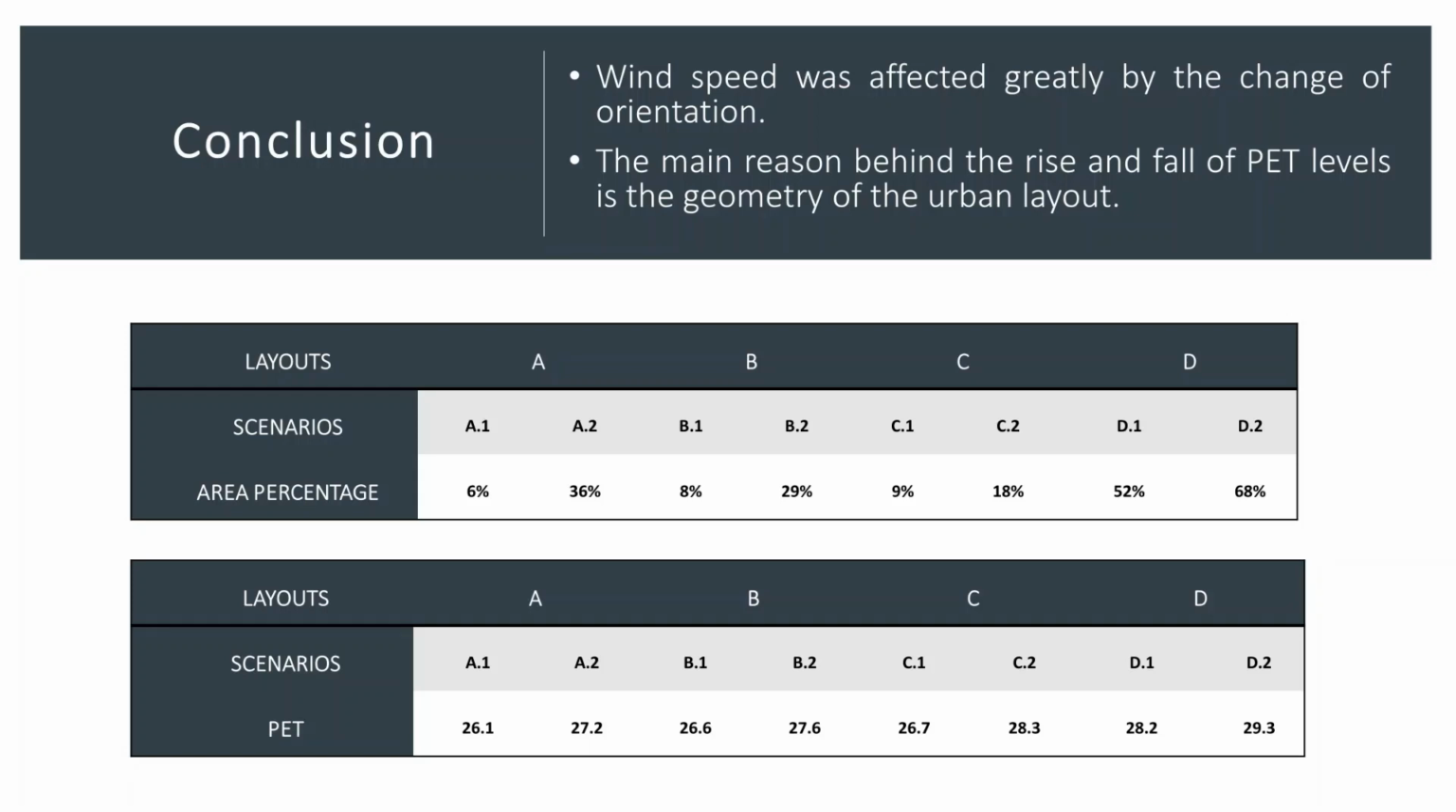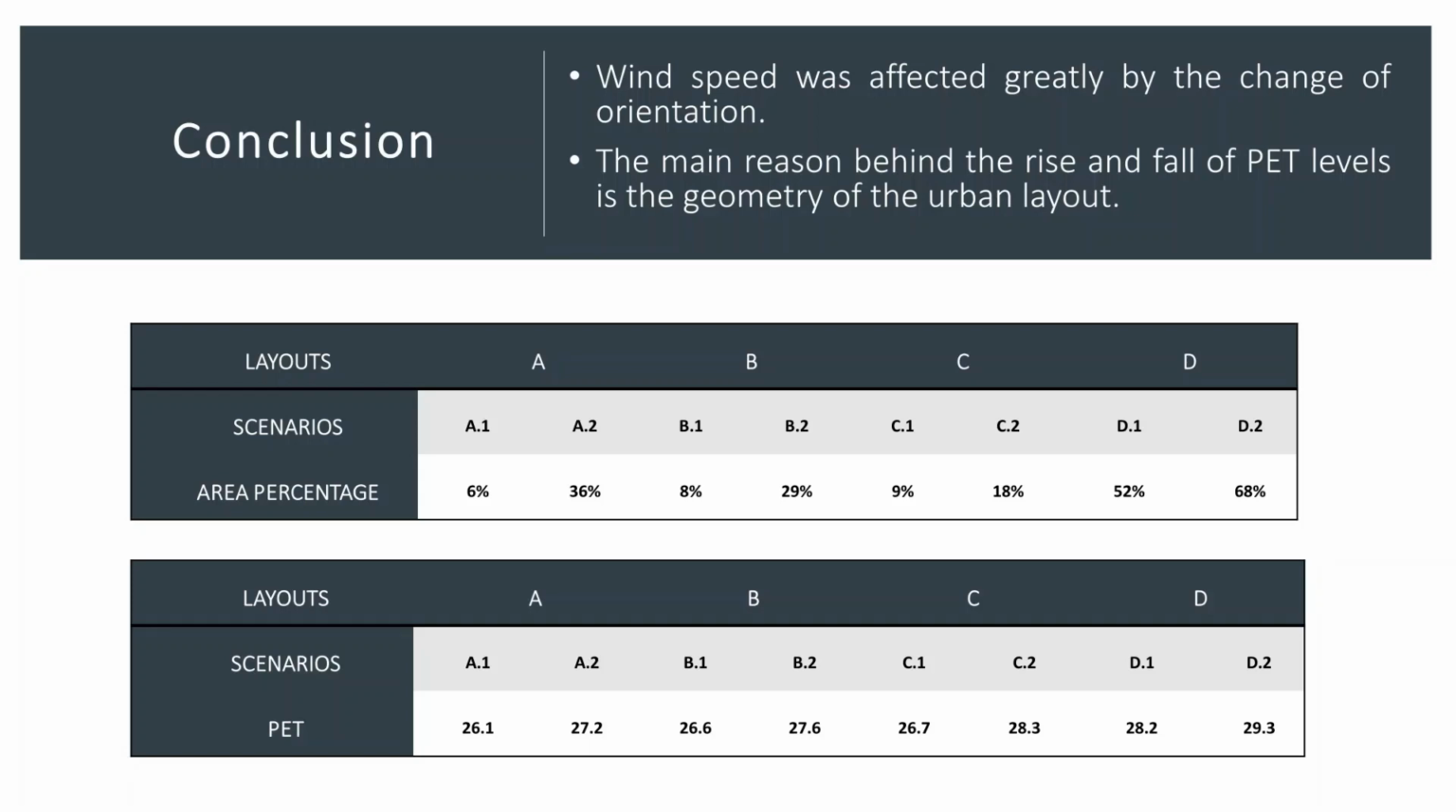Layout A1 showed better results across all layouts, with only 6% of the area having low wind speed between 0 and 0.5 meters per second, while Layout D showed the worst results across the layouts due to its curved streets that obstructed wind flow, with 68% of the area having low wind speed.